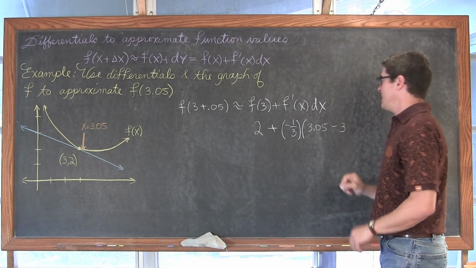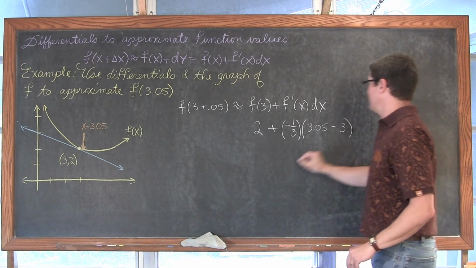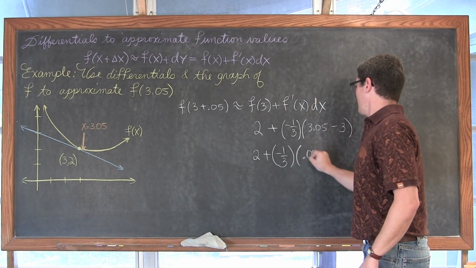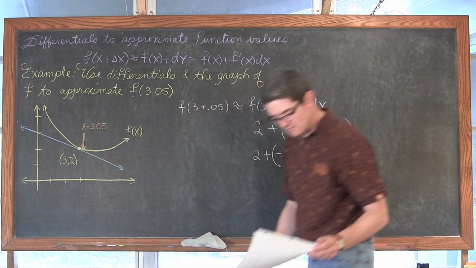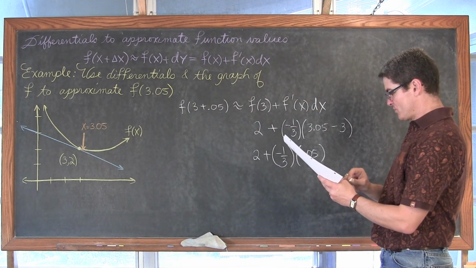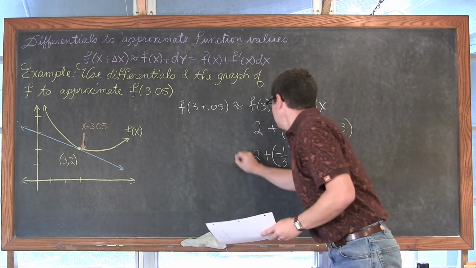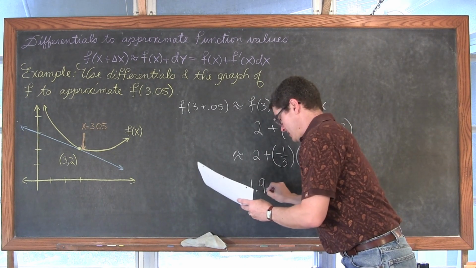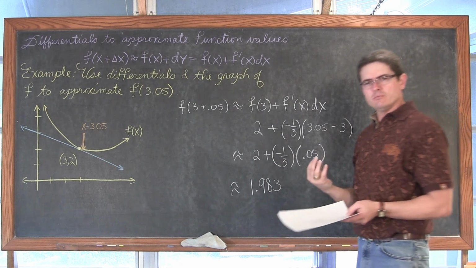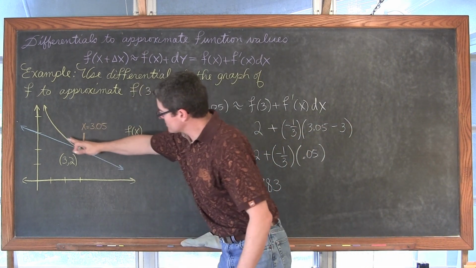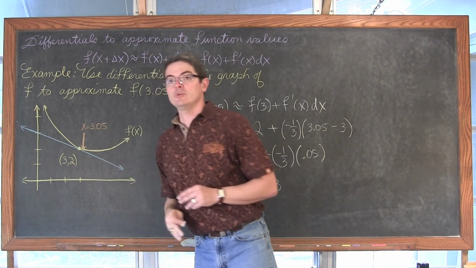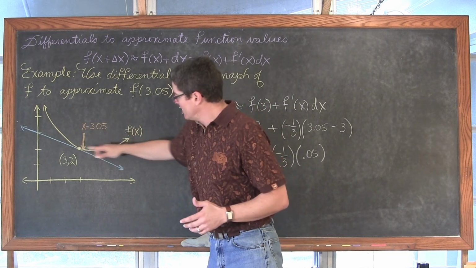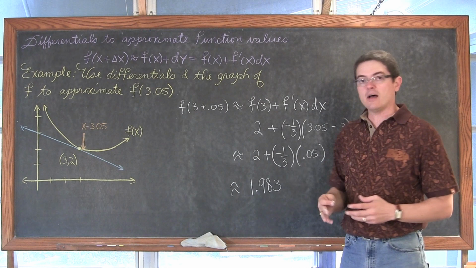3.05 minus 3 is a difference of 0.05. So we have 2 plus negative 1/3 times 0.05, and that comes out to be approximately equal to 1.983, which would make sense, that the function value just a little bit to the right of 3 would be a little bit less than 2, because the function had a negative slope there, and it's going to continue to be negative for a while until maybe there's a relative min here and it starts to rise again, but that seems like a reasonable value.